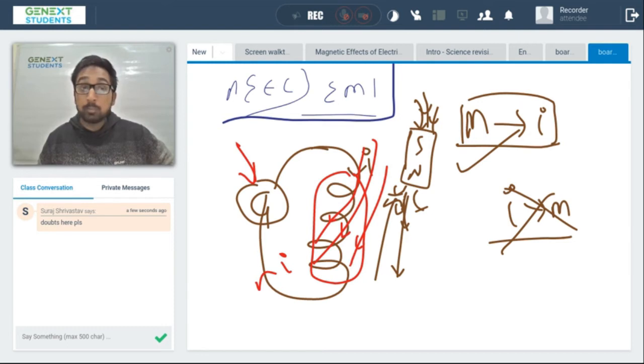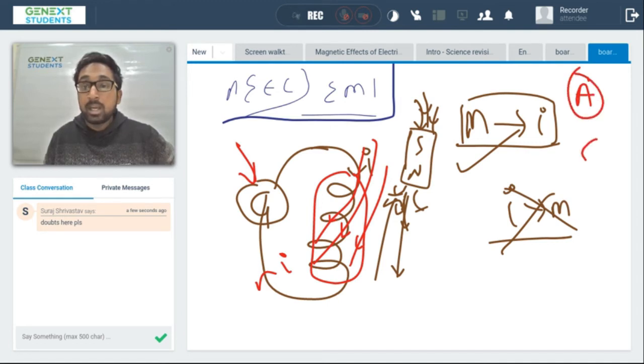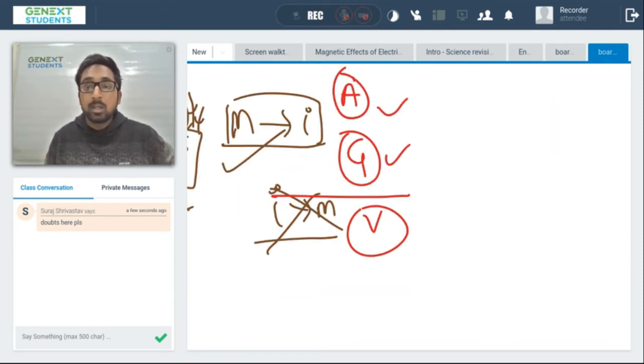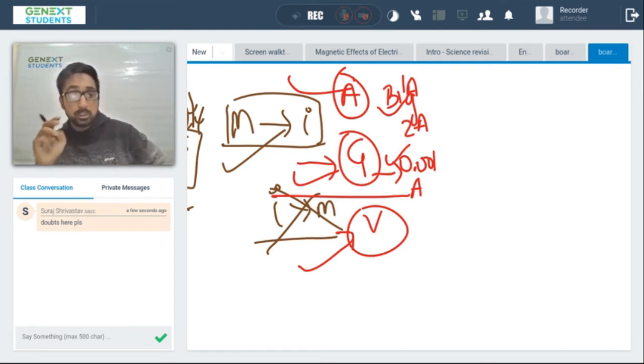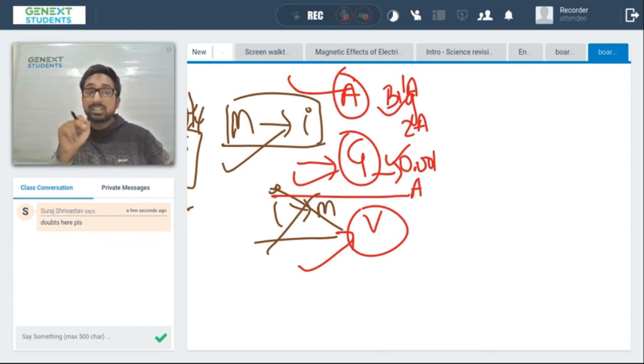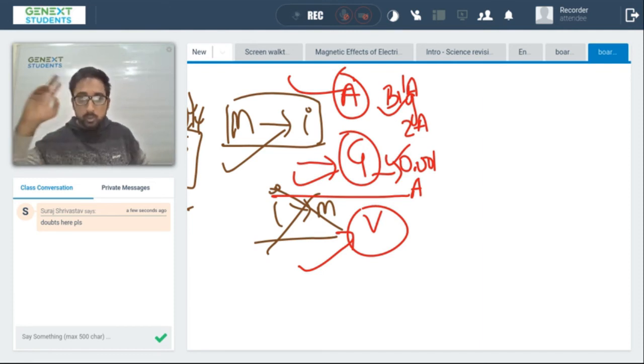Have you thought about it? We are using a galvanometer here. I'm not using an ammeter. What is the difference between an ammeter and a galvanometer? An ammeter measures big values of current like 1 ampere, 2 ampere and greater. A galvanometer measures very low values like 0.001 ampere. So a galvanometer is used to measure small currents, an ammeter is used to measure big currents, and a voltmeter is used to measure voltage or potential difference. This is the reason I'm using a galvanometer in this setup, because the current induced will be very small. Did you get the difference?